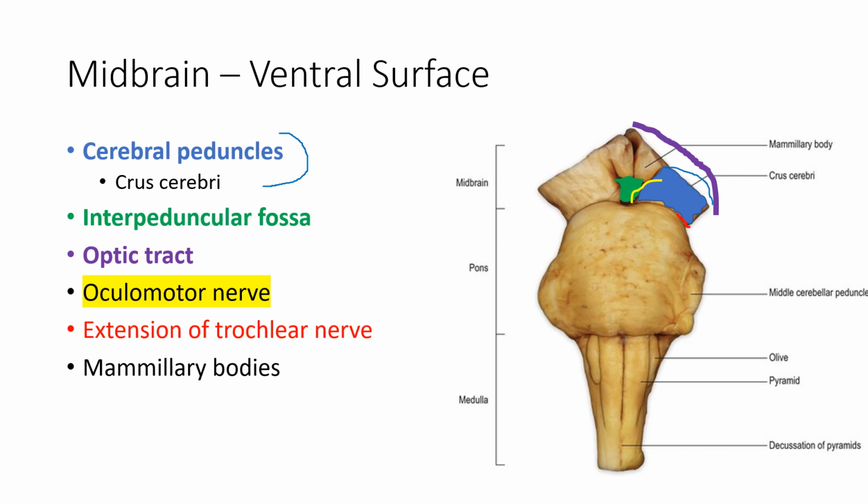Interpeduncular fossa in between the peduncles, fossa there in green. The optic tract cruising around the top area here, so that's kind of put in. And then oculomotor nerve is also drawn in yellow. A little bit of the extension of the trochlear nerve is drawn in red there. And then you can see the mammillary bodies. There's some mammillary bodies here.